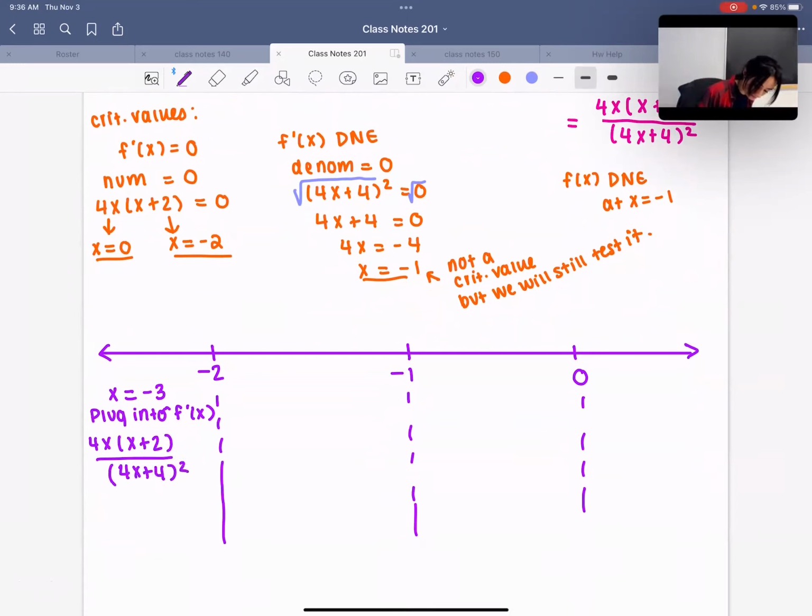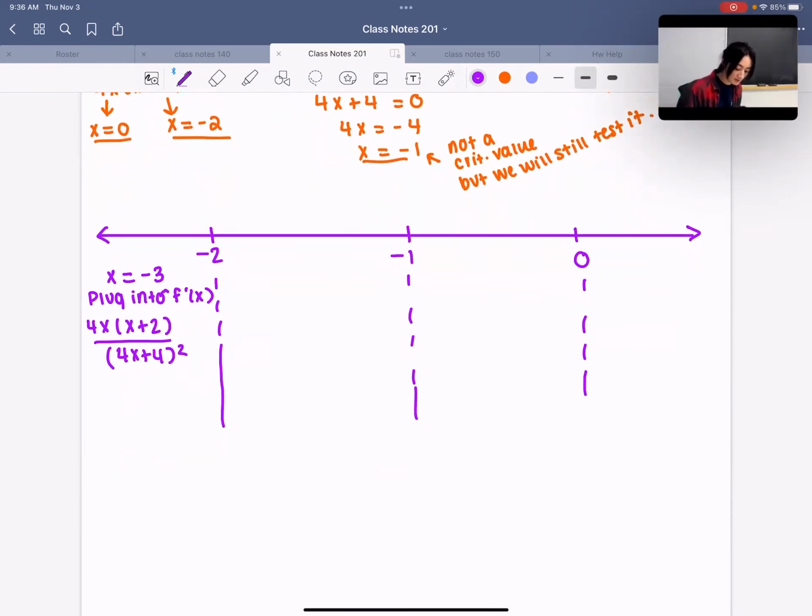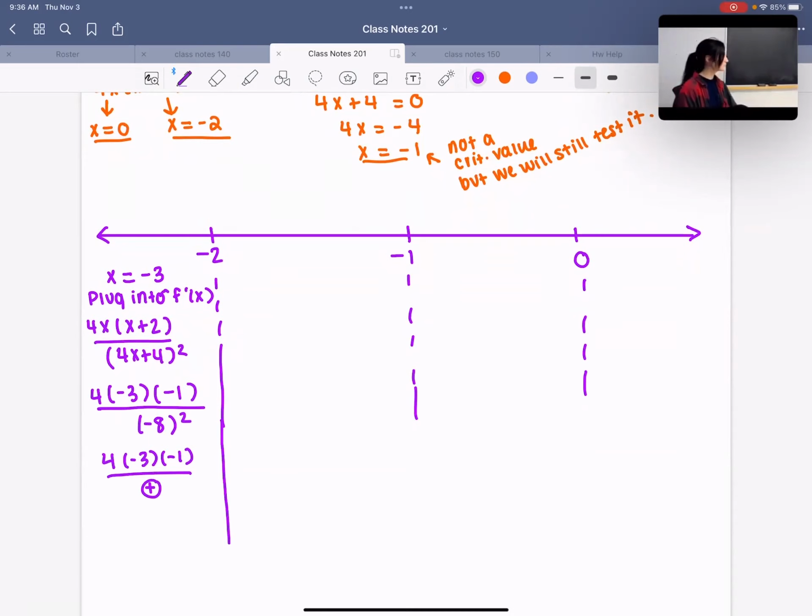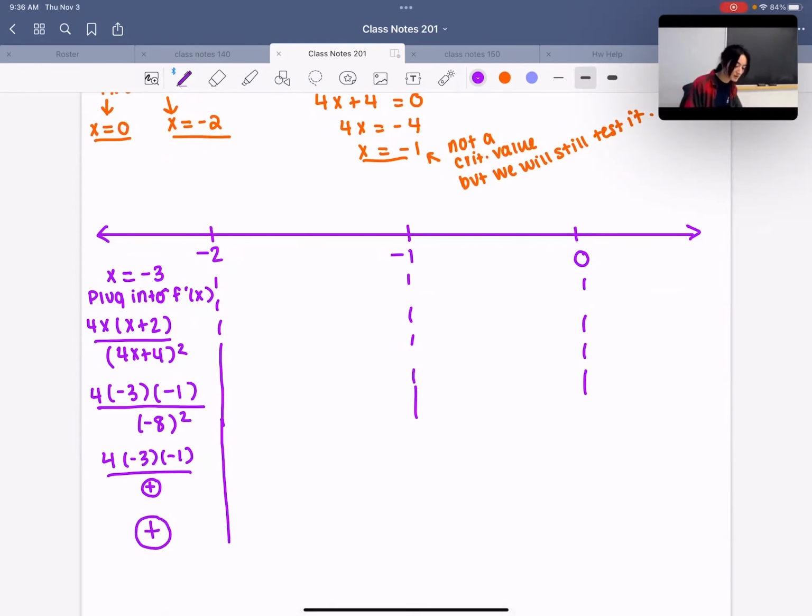squared. Okay, so plugging -3, we have 4 times -3. -3 plus 2 is -1. Anything squared is going to be something positive, but I guess I'll write it down. 4 times -3 plus 4 is, I think, -8 squared. Okay, so it looks like we have a 4 times a negative times another negative over something positive because we have something squared. Okay, is this value going to be negative or positive? Positive, right? Looks like the -3 and the -1 cancel each other out. So this is going to be something positive.